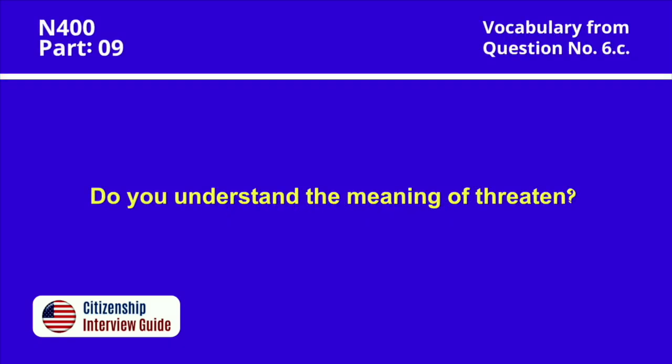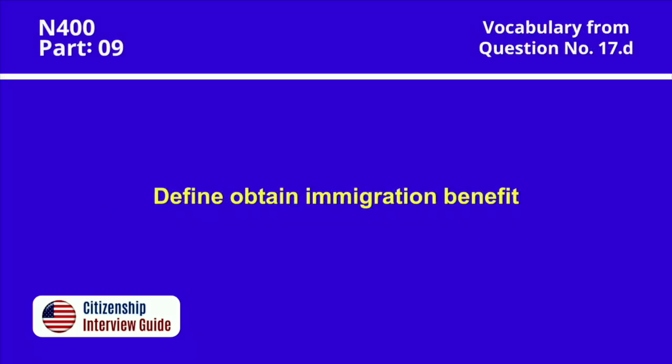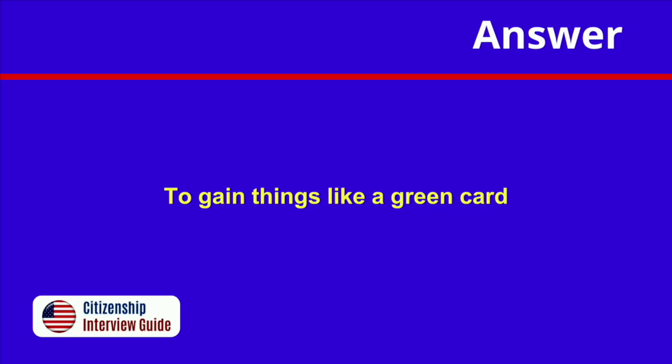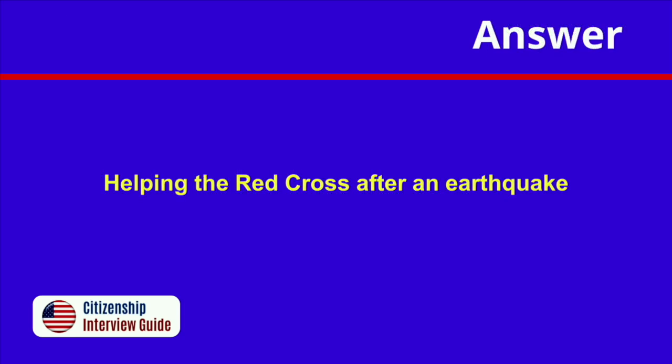Do you understand the meaning of threaten? To tell someone you're going to hurt them. Define, obtain immigration benefit. To gain things like a green card. What is example of work of national importance under civilian direction? Helping the Red Cross after an earthquake.